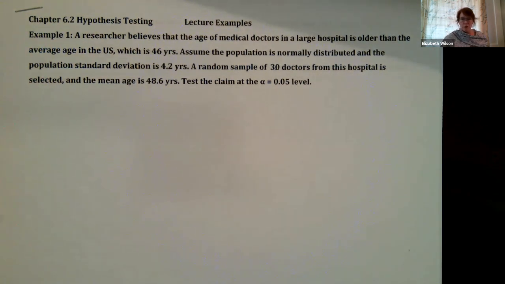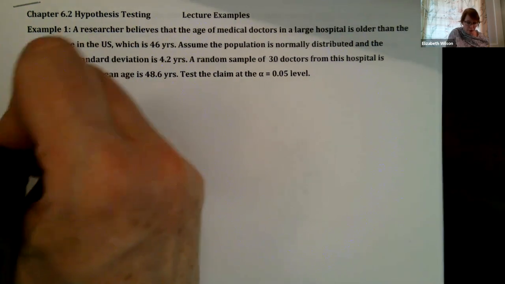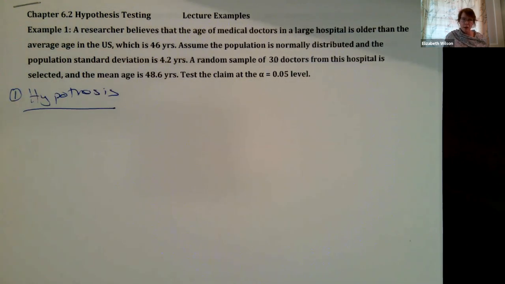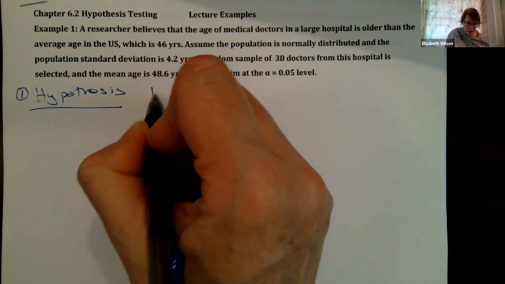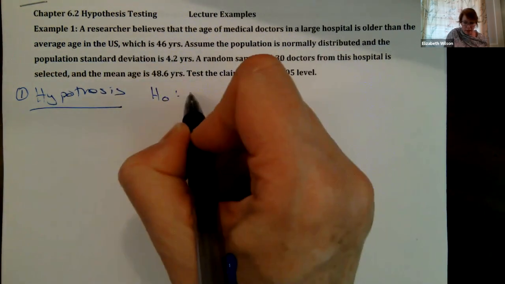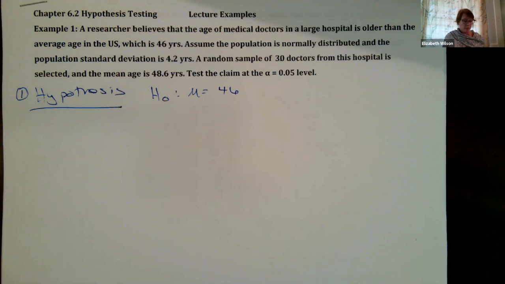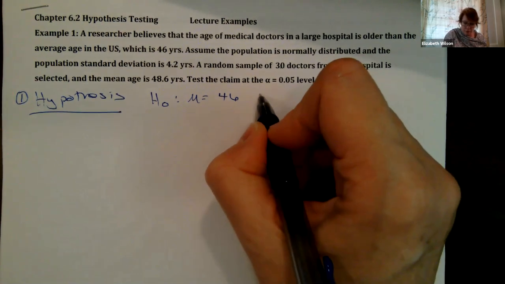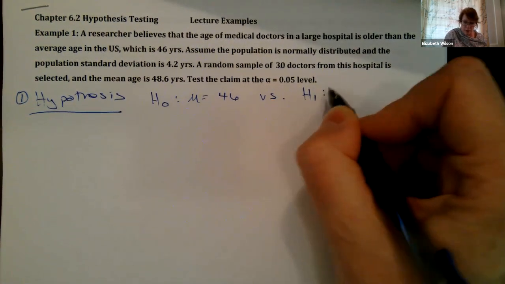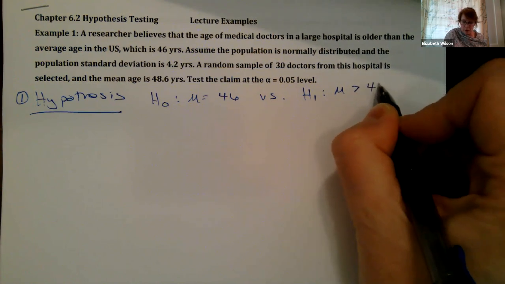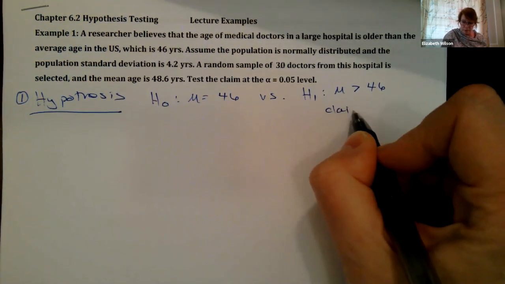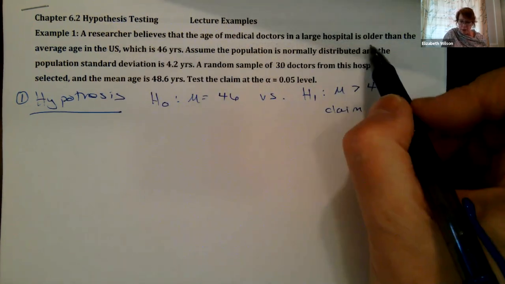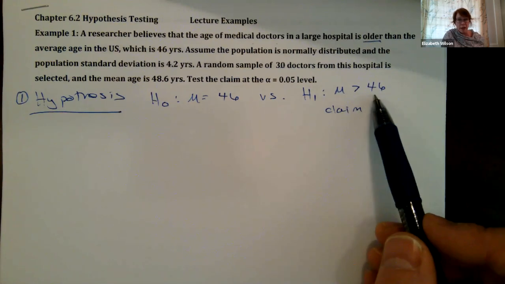All right, so let's start taking notes and writing down what we have. The first thing I'm going to write down is my hypothesis. My null hypothesis is that the mean is equal to 46 years, versus my alternative hypothesis, which is that the mean is greater than 46 years old. This is our claim. We get this greater than because the age of medical doctors is older, greater than the average.